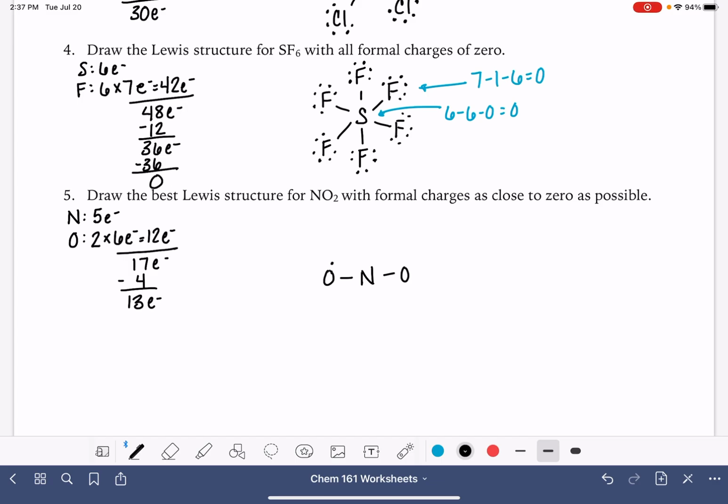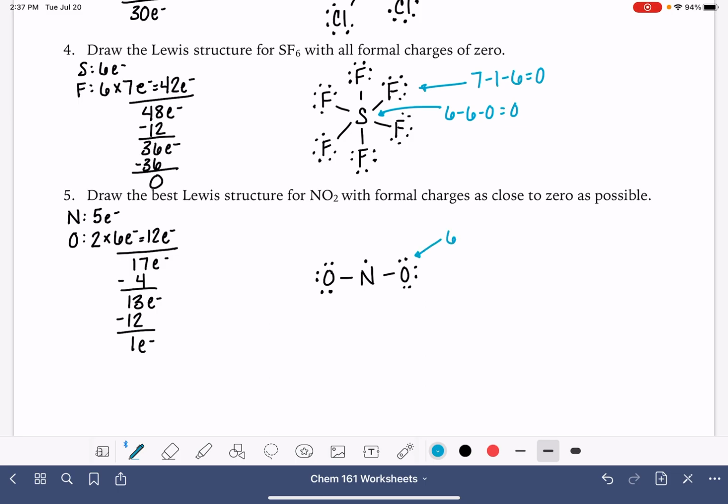We want to start by giving the oxygen atoms an octet. Each one needs 6 more, so that's going to leave us with 1 more electron, and we'll put that 1 electron on the nitrogen. This is really a weird example. Let's calculate the formal charges before we do anything different.